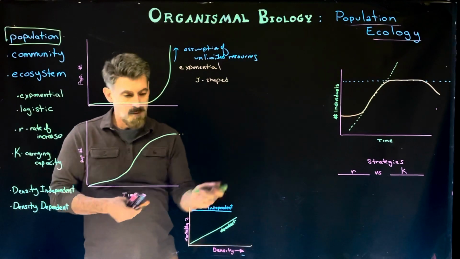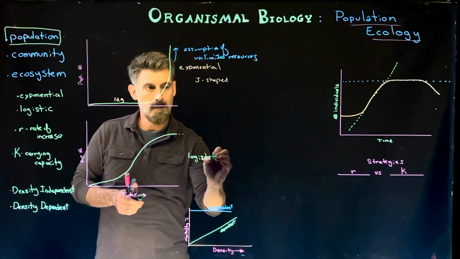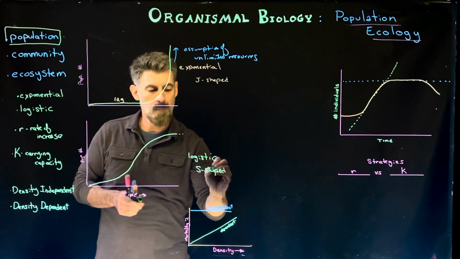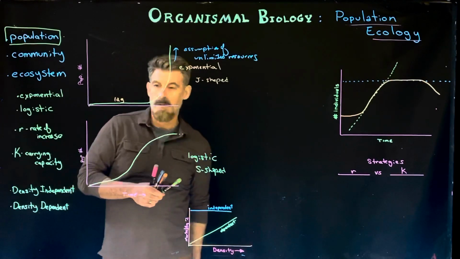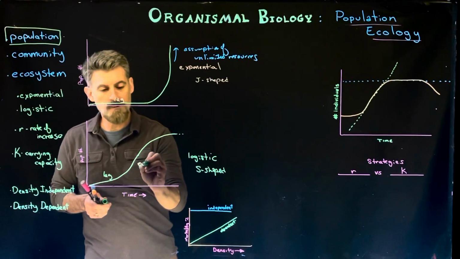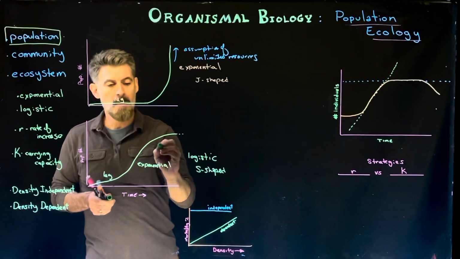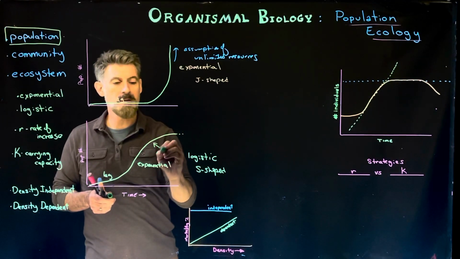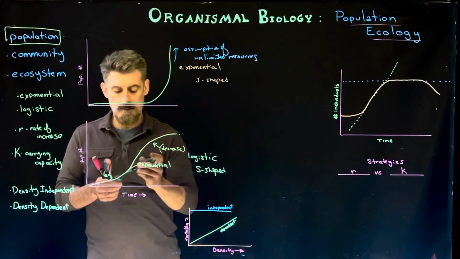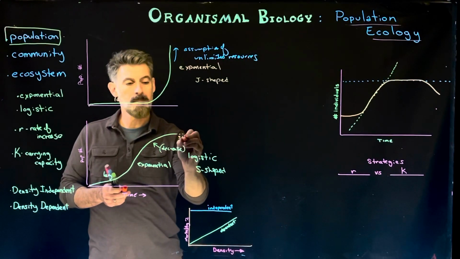Generally, what we'll see is more of a logistic, or what's often called an S-shaped pattern. So we still see a lag phase and an exponential phase. But then it starts to taper off. So we start to see a decrease overall. And then the population sort of stabilizes.